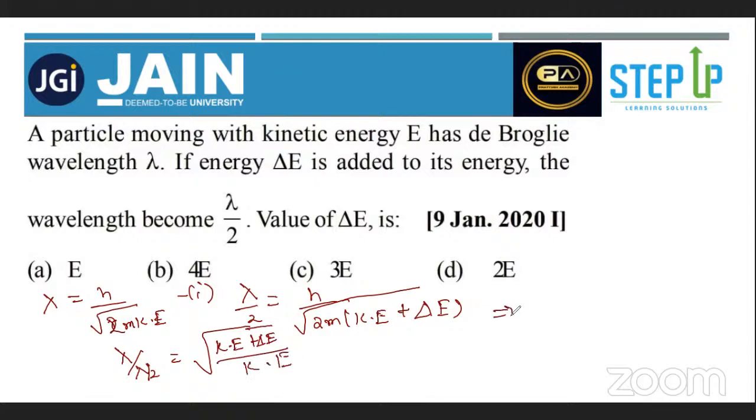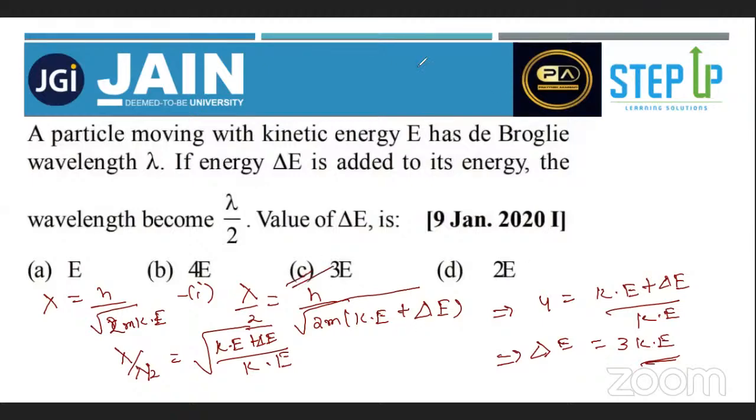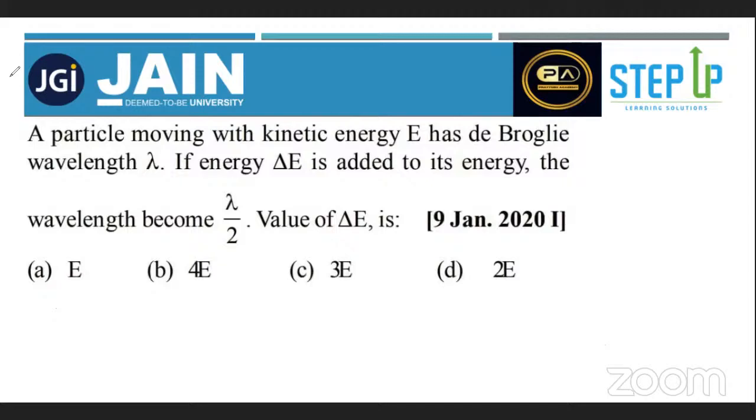lambda upon 2 will be equal to root over (kinetic energy plus delta energy) over kinetic energy. I can square both sides, so lambda lambda will get cancelled and I'll get 4 is equal to (KE plus delta E) upon KE. Komal also got it as C. Good. So basically delta E will become 3KE. So good. Next.